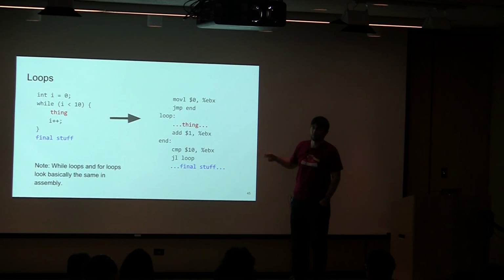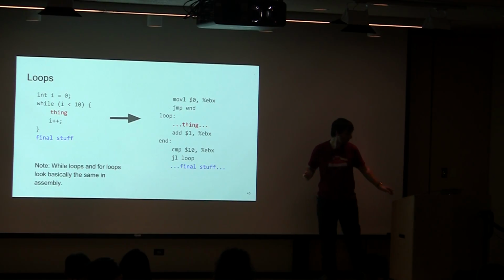So while loops and for loops we can't really tell apart, because you could write a while loop and a for loop in C that do the exact same thing, and they would compile to pretty much the exact same code. Like that while loop on the left there, you could trivially rewrite that as a for loop, right? And the assembly would probably be exactly the same.